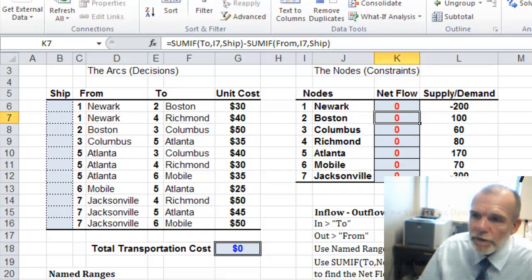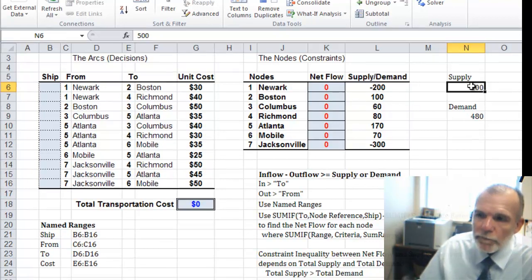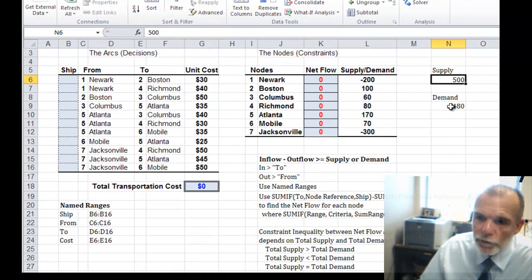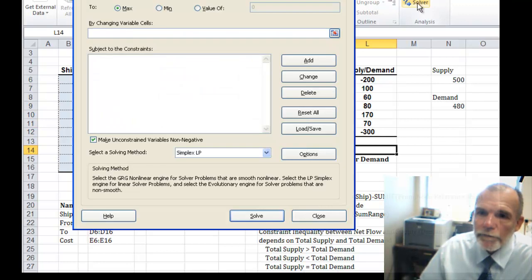Now we have a supply of 500, if you add together the 200 and the 300, and a demand of 480. So we have more total supply than total demand. When we have supply more than demand, we use a greater than or equal to relationship. And so we're going to set up a constraint in which this range needs to be greater than or equal to this range. So let's go to Solver.